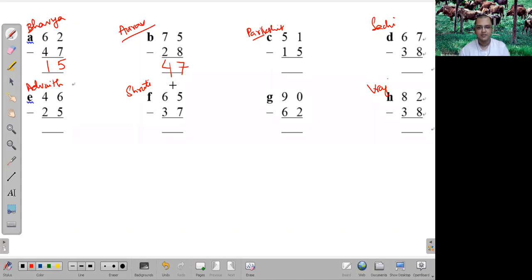Next one, Parikshit. 1 becomes 11. So 11 minus 5 is 6. 1 is added to 1, so it becomes 2. And 5 minus 2 is 3. Correct.